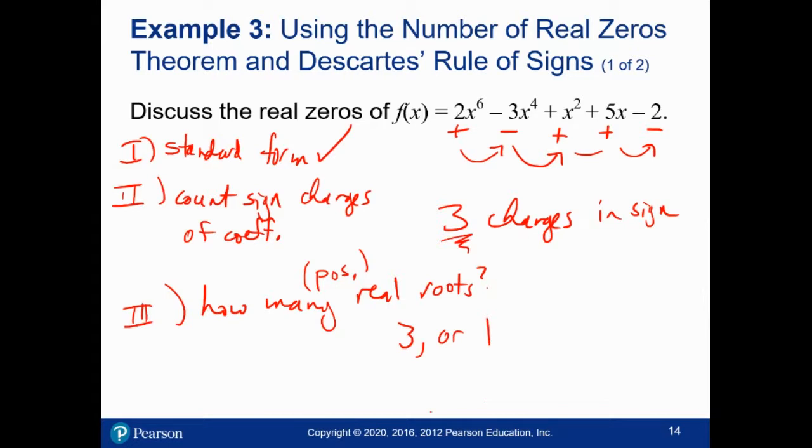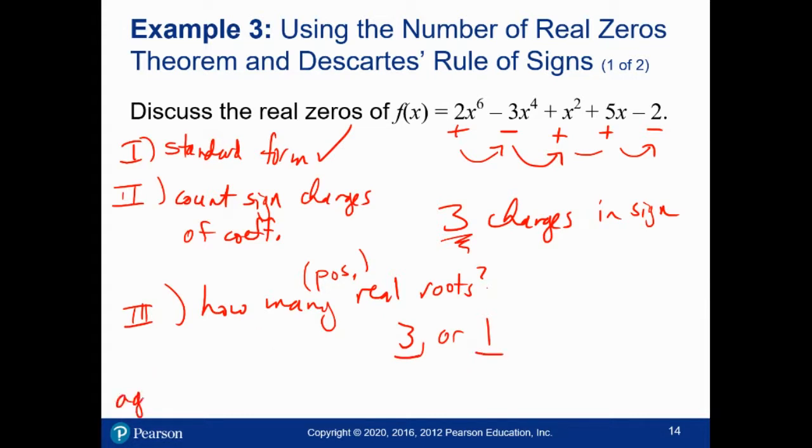Suppose, for the sake of argument, there were 7 sign changes. Then the quantity of positive real roots could be 7, or 5, or 3, or 1. If the number of changes in sign was 4, the number of positive real roots could be 4, or 2, or 0. Okay, 0 is a perfectly acceptable quantity, but negative numbers don't make any sense because we are counting something. Okay, so this function might have 3 positive real roots, might have only 1.